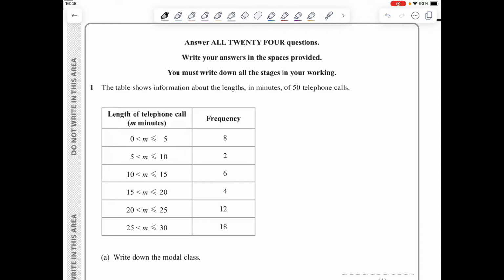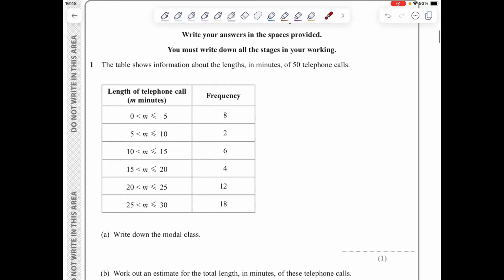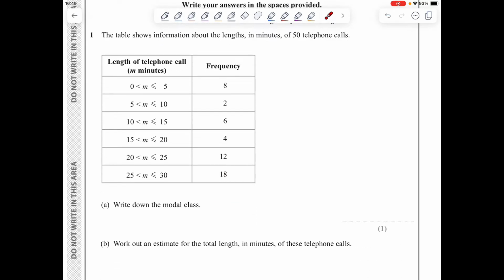For part A of question 1, the modal class is the class with the highest frequency. The highest frequency is 18, which corresponds to the group 25 to 30. So this is the modal class.